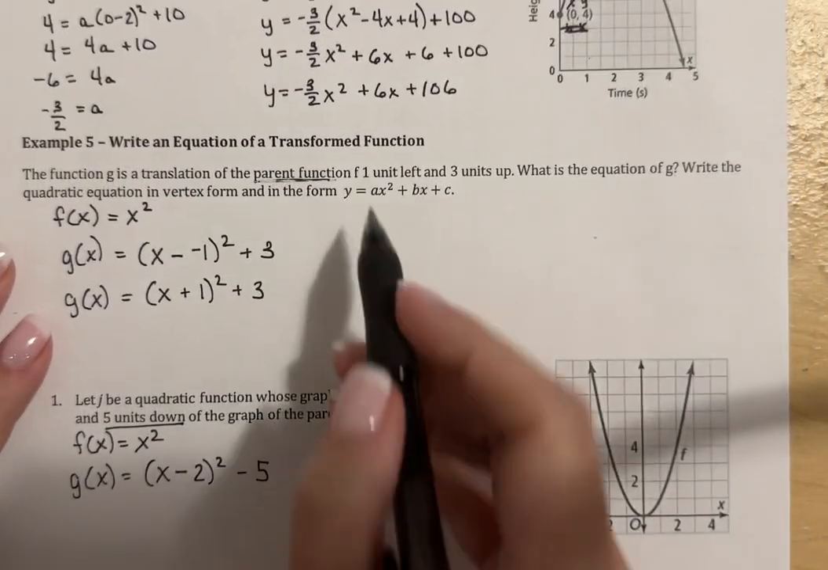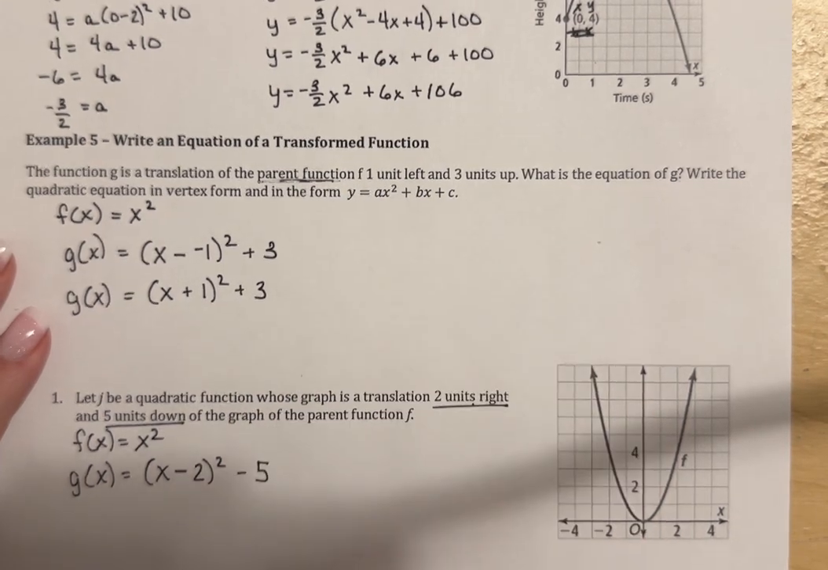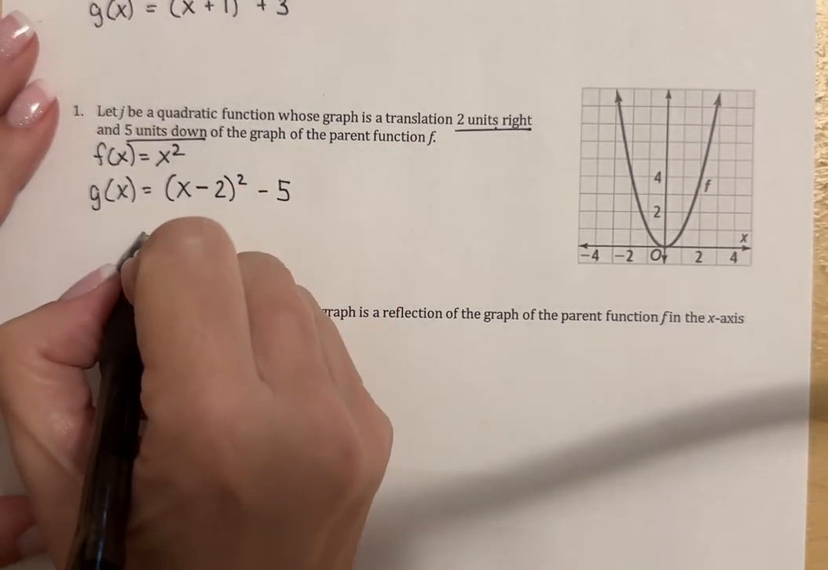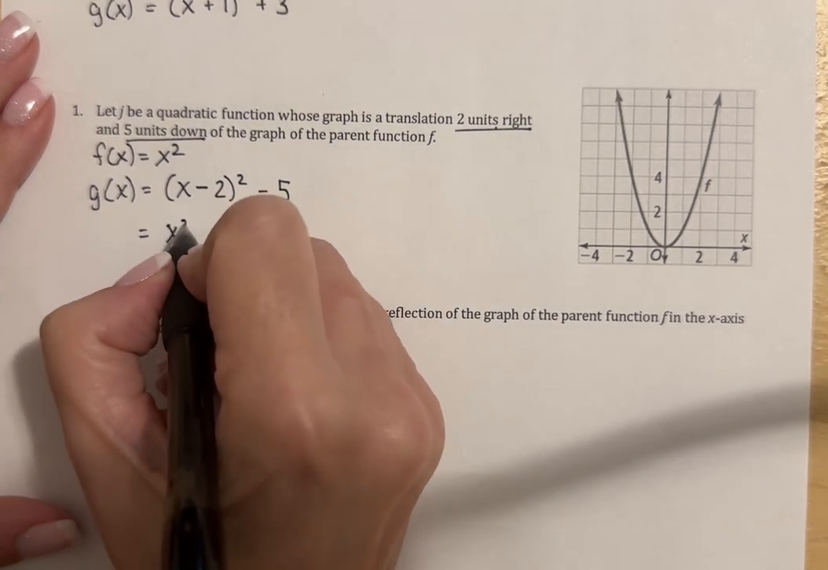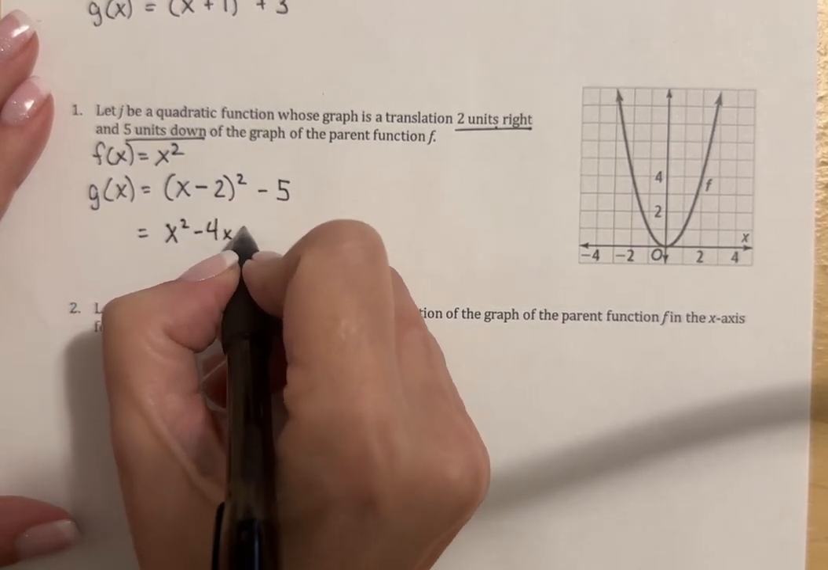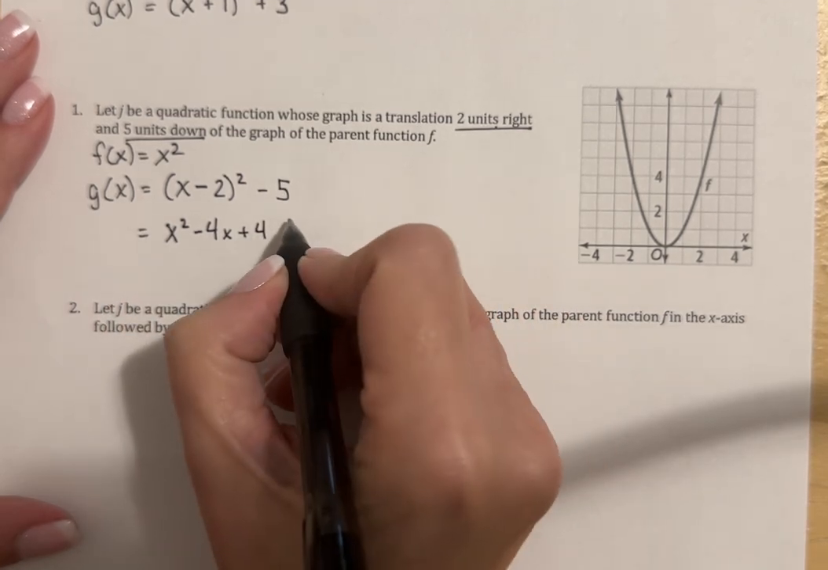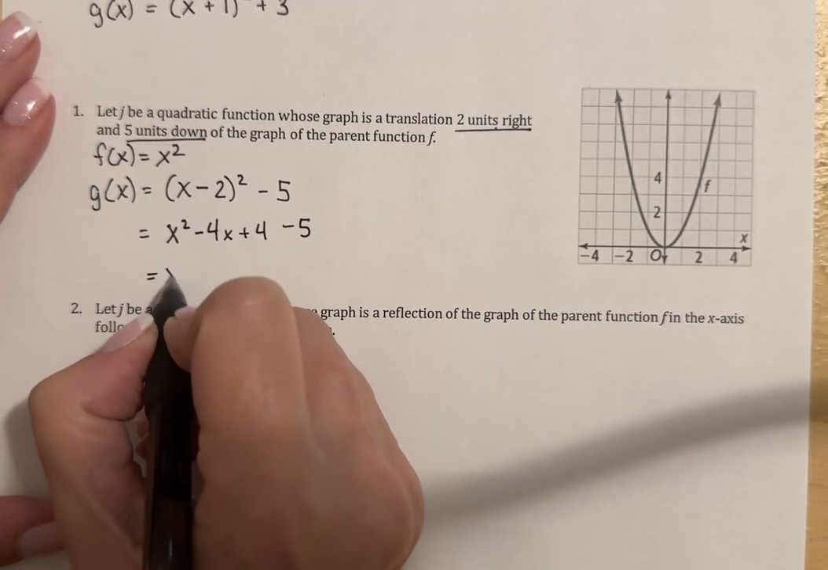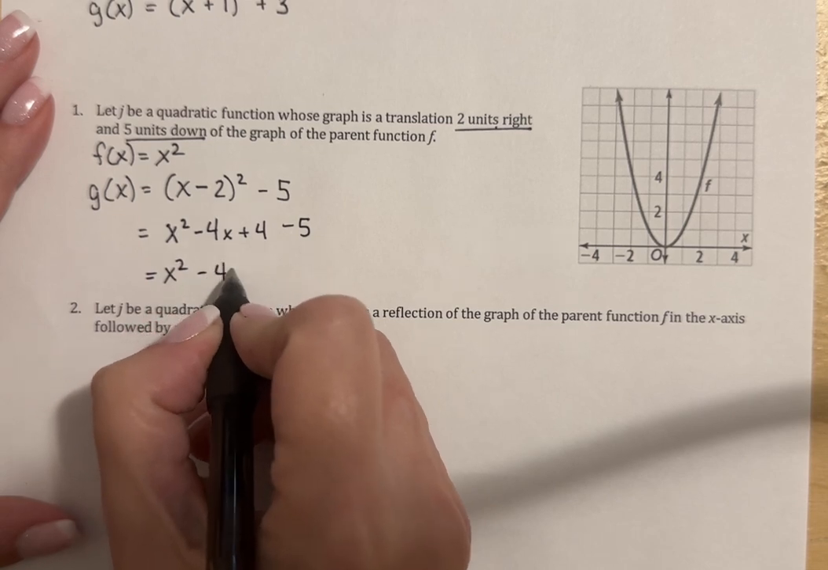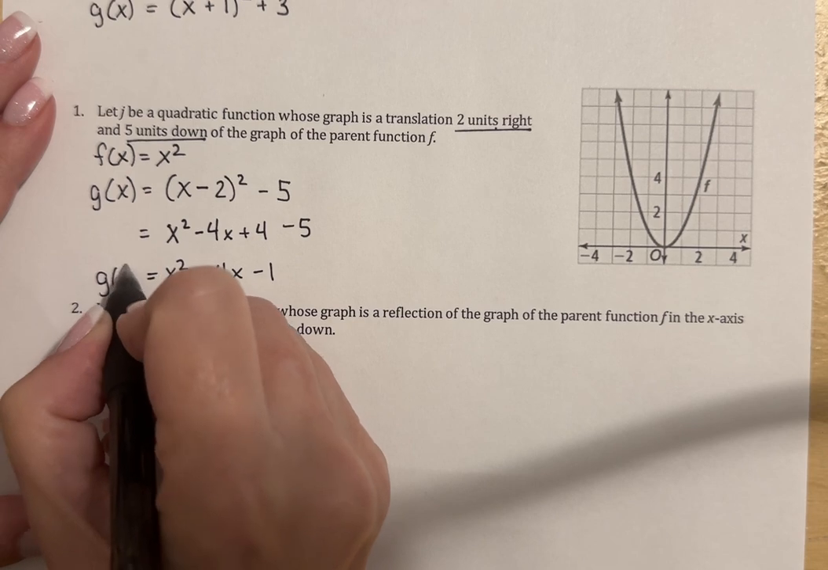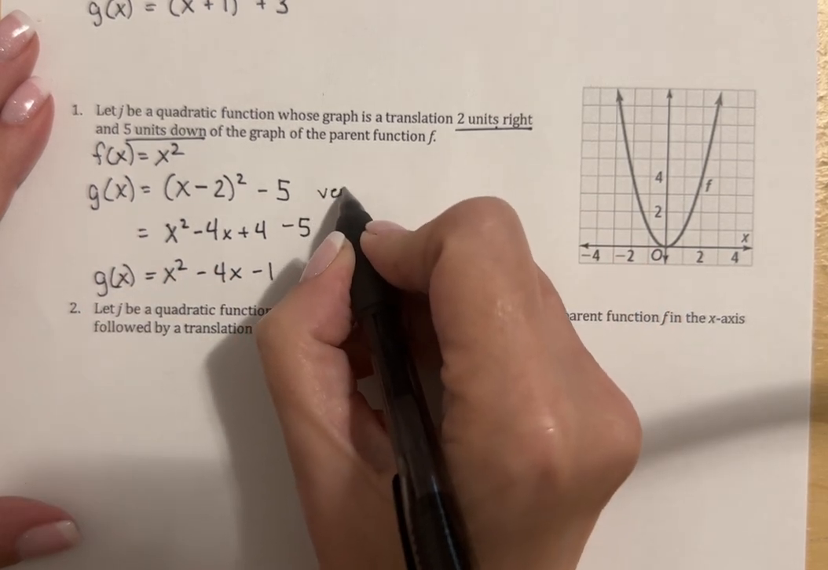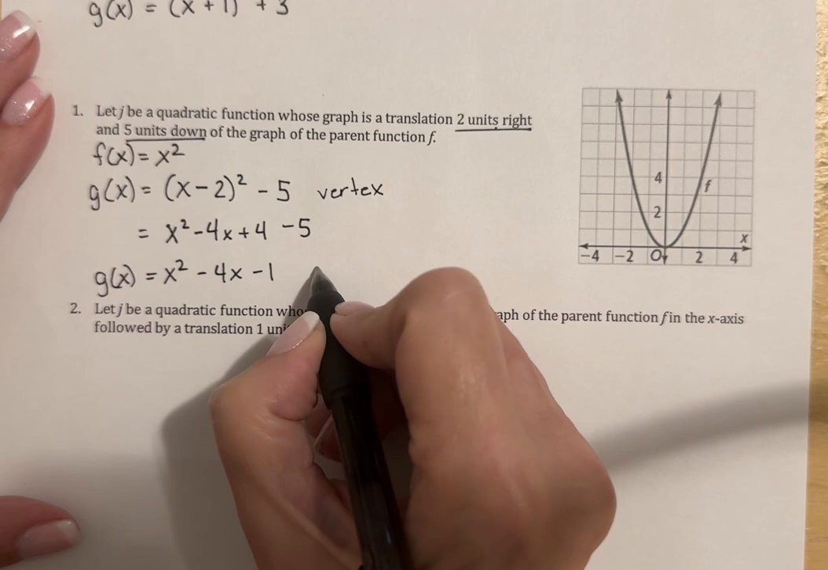Oh, hang on. It says put it into this form. So let's practice that. So you would write this parenthesis twice and foil it. If you need to pause it so you can do that, please pause it right now. I'm just going to barrel ahead. And that is what my function looks like in standard form. Vertex, standard.